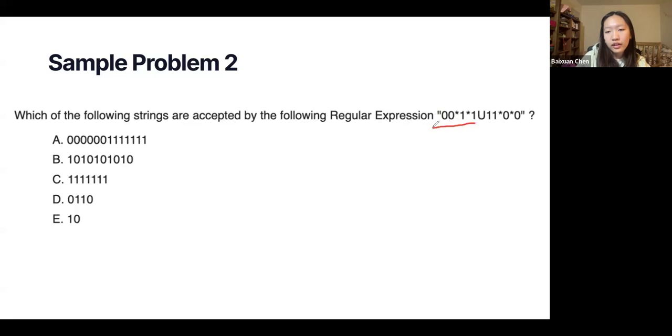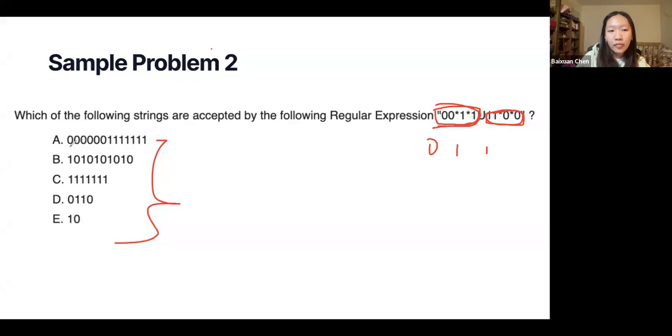So we're going to evaluate if this expression accepts any of these strings. We have to evaluate basically two separate expressions, and if one of them is accepted, then that will be the answer. So for this one it's 0 and then any number of zeros, and then 1 and then any number of ones. For this one we have 1 and then any number of ones and then any number of zeros and 0.